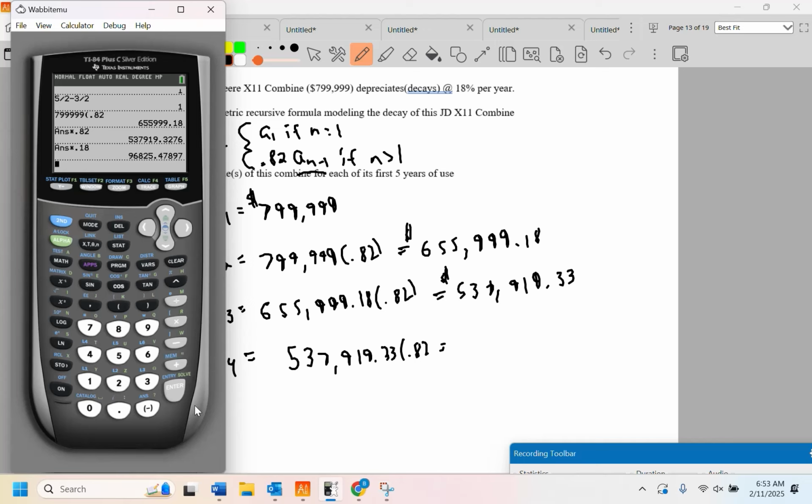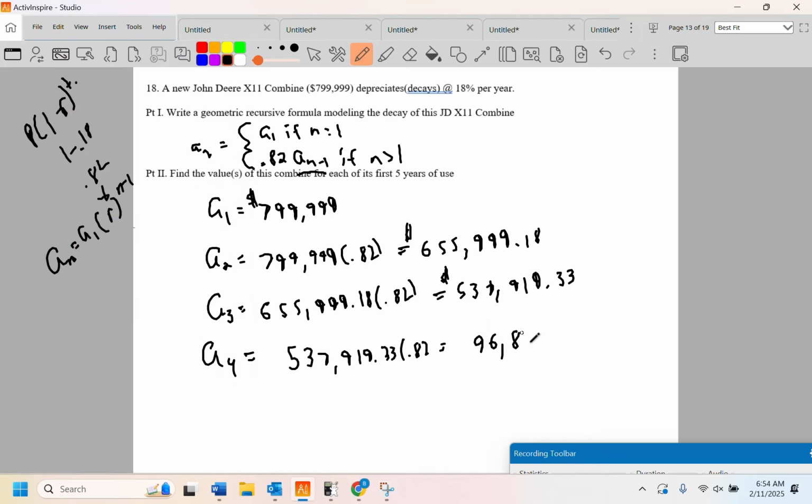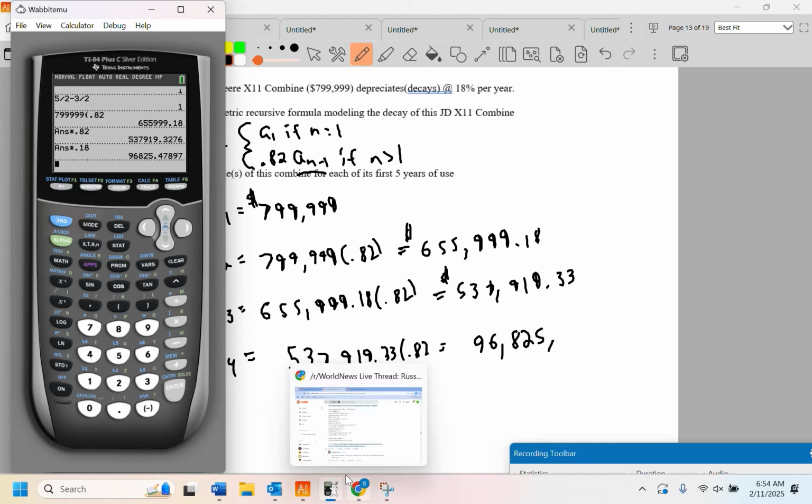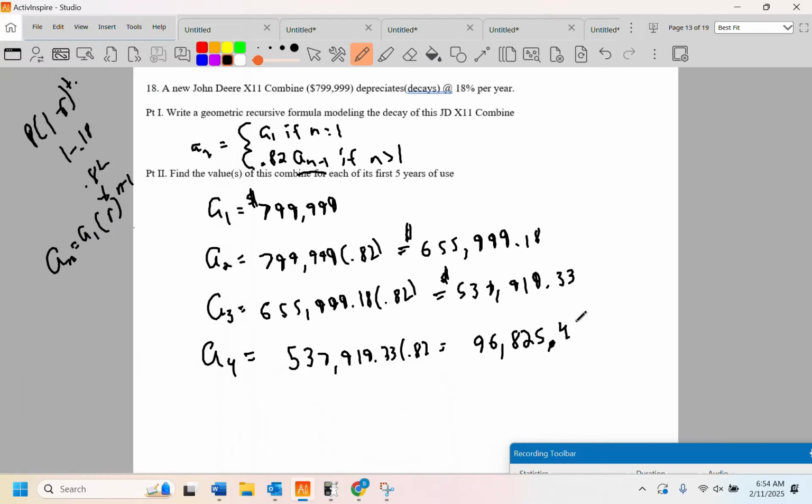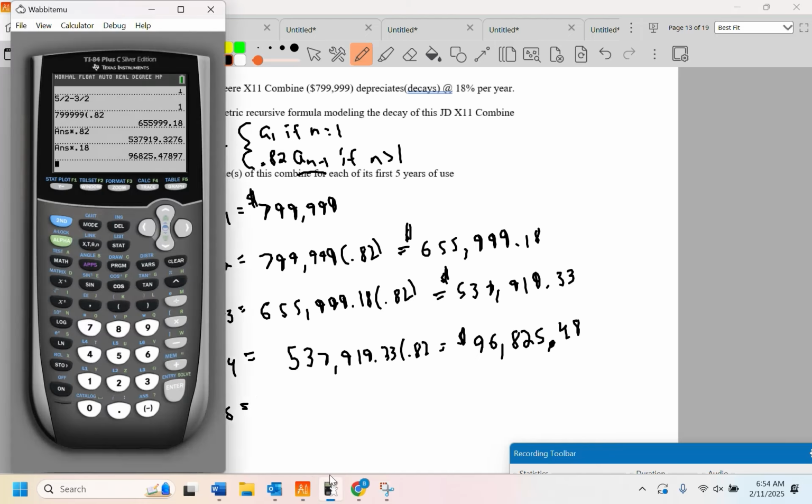So now we're down below six figures, 96,825. Still a very good combine. This is probably not an accurate depreciation model. And 48 cents. And finally, the fifth year. We take that number, we multiply it again by 0.82.